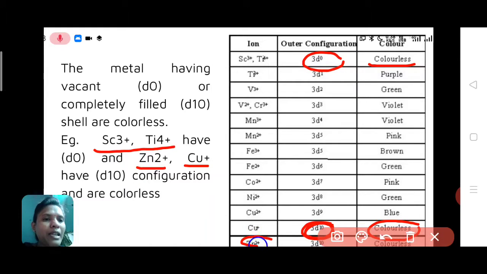In the same way, in the case of zinc 2+, it also has 3d10 configuration.